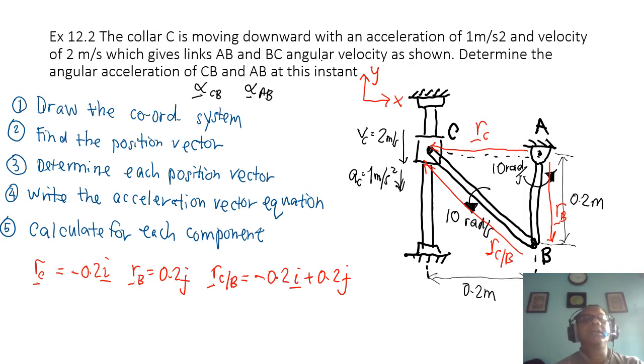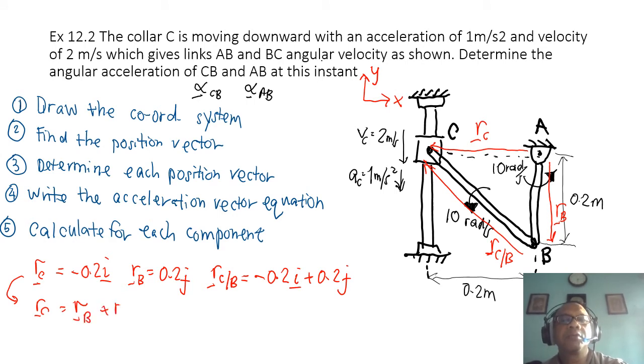So then I can write the acceleration vector equation. I know that position vector C equals position vector B plus position vector C relative to B, and from there I can write the acceleration vector C equals acceleration vector B plus acceleration vector C relative to B.